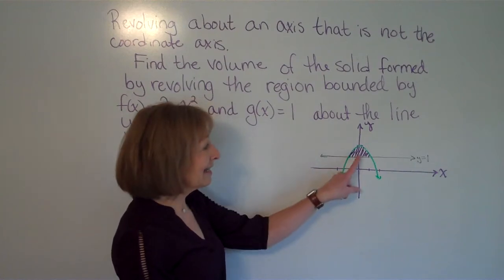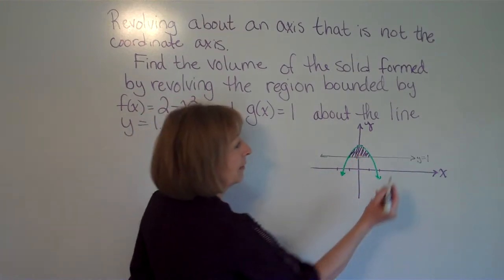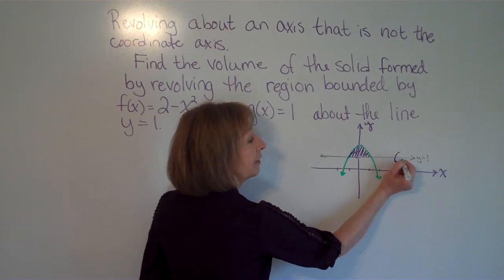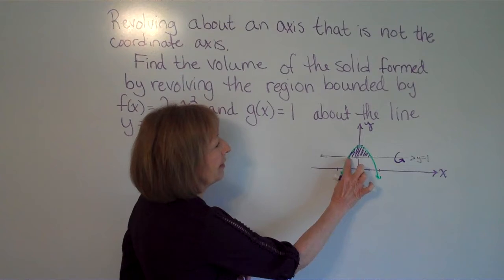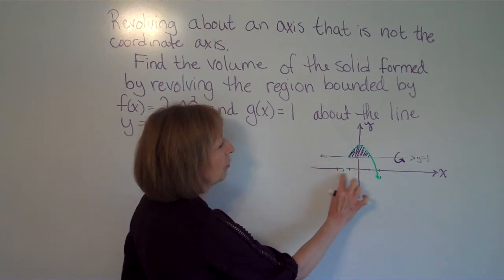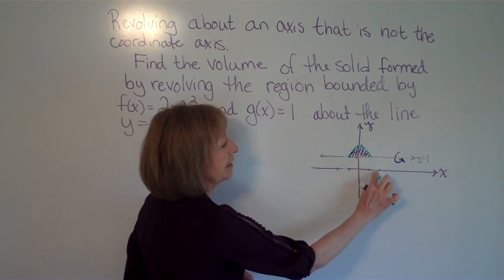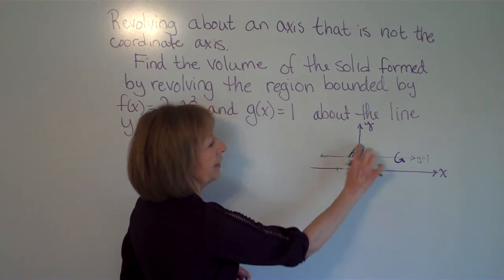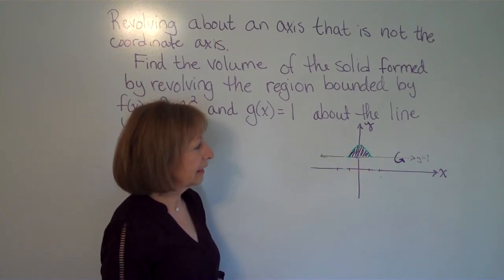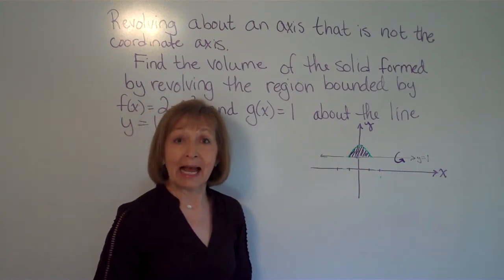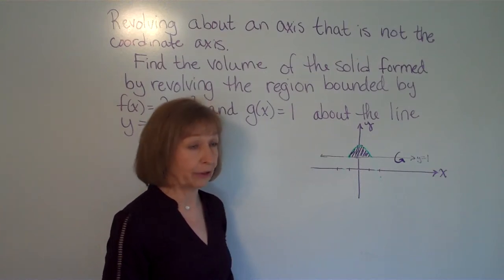So I'm going to take that, but I'm not revolving it around the x-axis in this problem. I'm actually revolving it around y equal 1. So think about then the part of the parabola that we're looking at is just that top part and then where it intersects the line y equal 1. Now, I have to decide how I'm going to go about setting up the integral to find this volume.